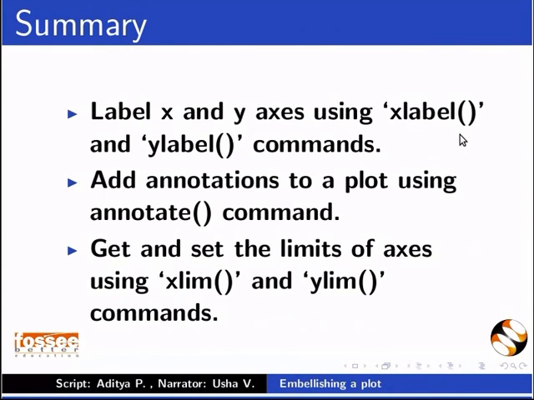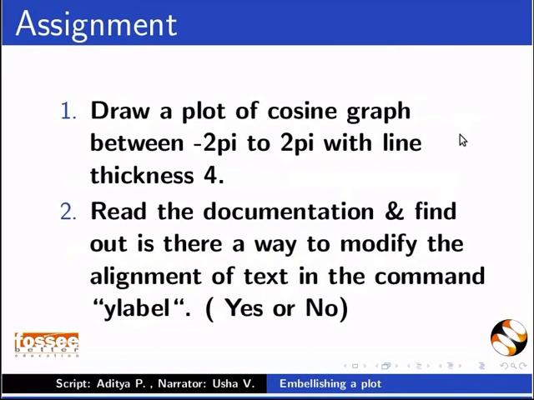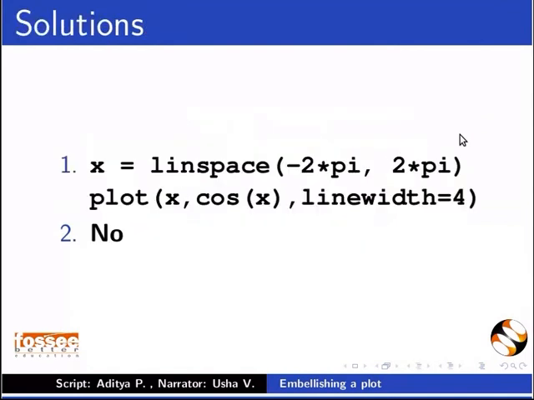In this tutorial, we have learned to modify the attributes of a plot like color, line width, line style by passing additional arguments. Add title to the plot using the title command. Incorporate LaTeX style formatting by adding a $ sign before and after the string. Label X and Y axis using xlabel and ylabel commands. Add annotations to a plot using annotate command. Get and set the limits of axis using xlim and ylim commands.